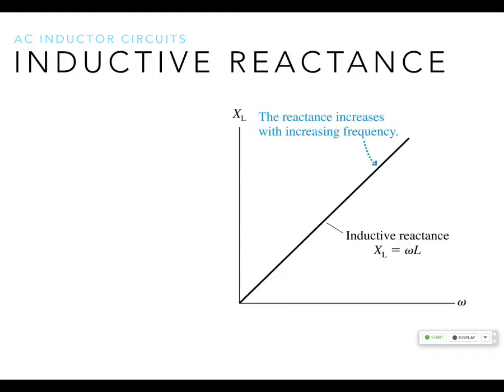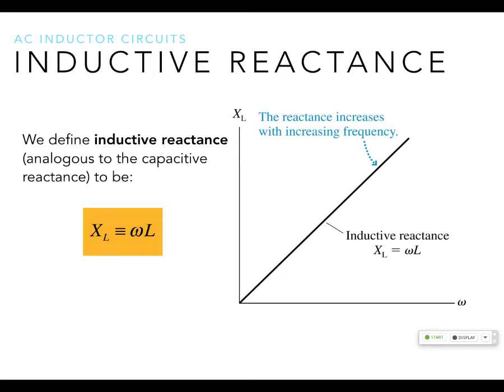So this is our inductive reactance. As frequency goes up, the resistance goes up, okay? So why do you think that is? Think about what an inductor does. What makes an inductor react? Current. Not just current. If you have a constant current, what's your induction doing? Changing current. Changing current, okay?